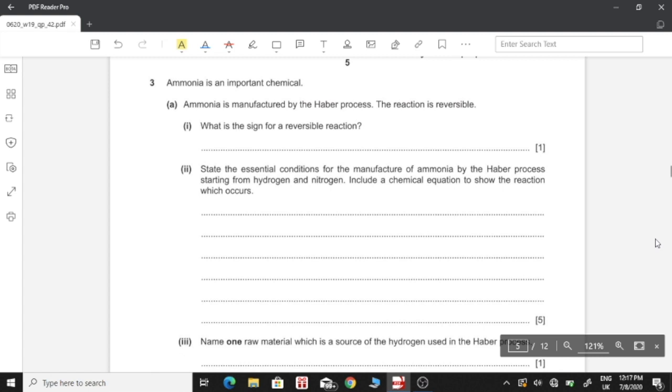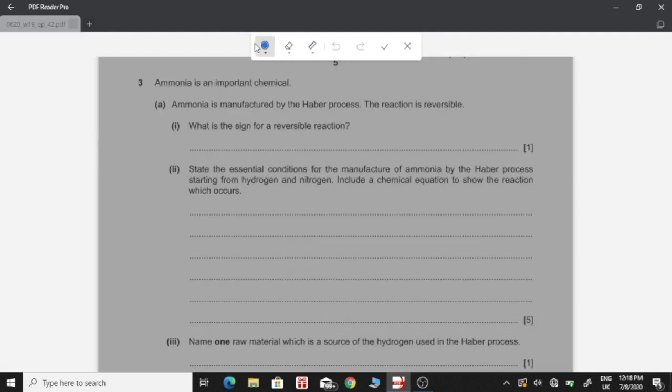Okay, moving on to question number 3. Ammonia is an important chemical. Ammonia is manufactured by the Haber process. The reaction is reversible. What is the sign of a reversible reaction? Alright, so this is a double-headed arrow. Okay, that's it.